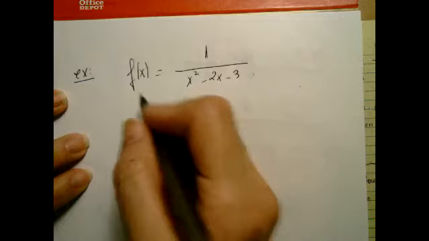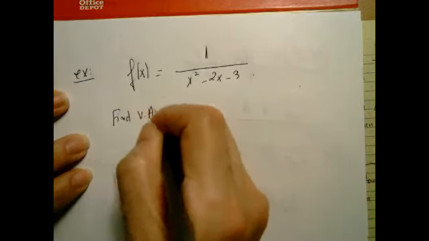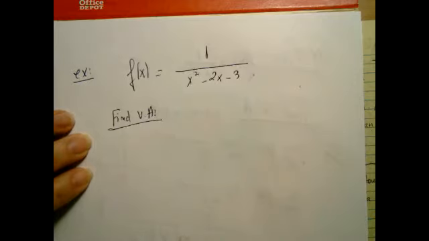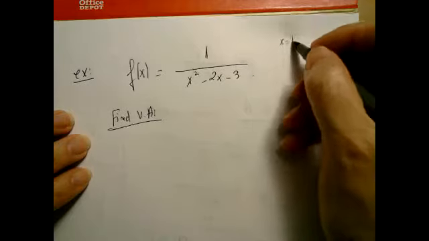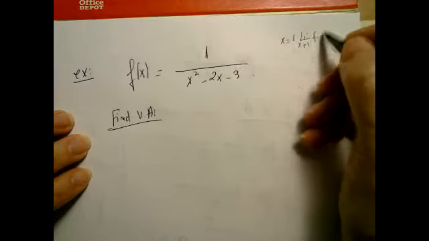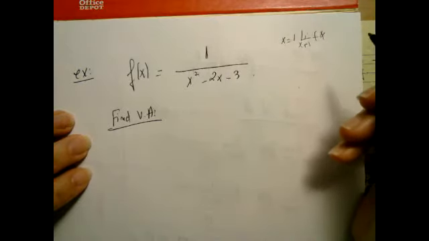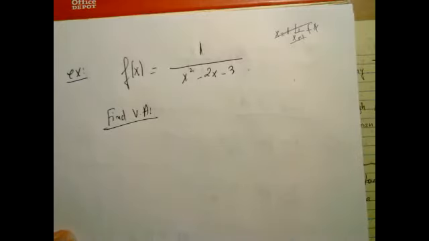So find the vertical asymptote, and check your work. When I say check your work, it means you have to really convince me that if you tell me x equal to 1 is an asymptote, you have to convince me that the limit when x goes to 1 of the function is plus or minus infinity. You have to convince me of that. And you'll see a reason in a second.